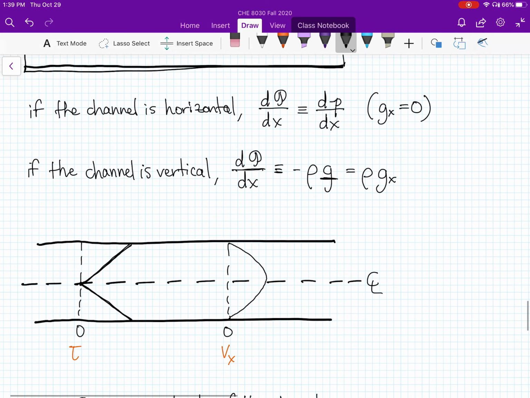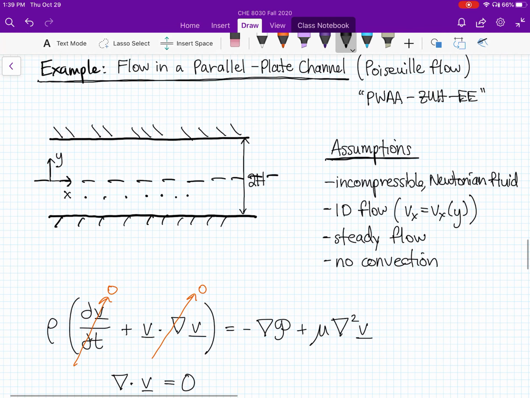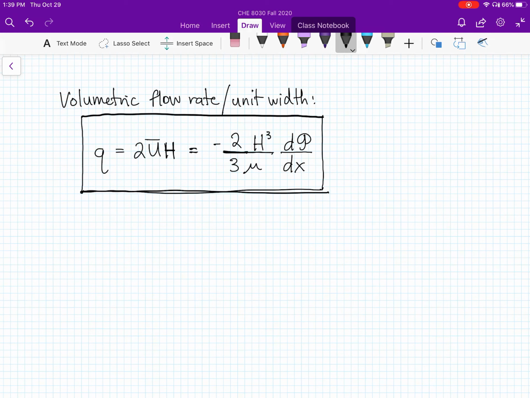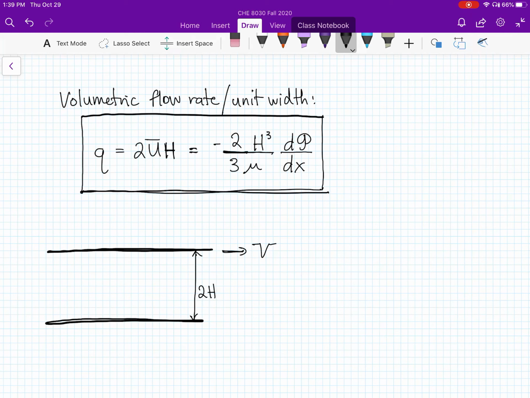So what happens in the scenario where we have flow in a parallel plate channel, but the top plate moves at some velocity? So now we have a scenario where the bottom plate is stationary, but the top plate is being pulled with some velocity. Again, channel height 2h.